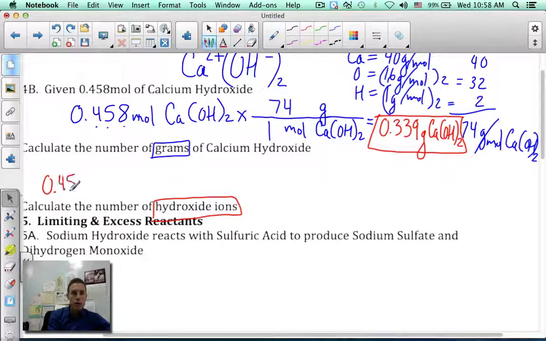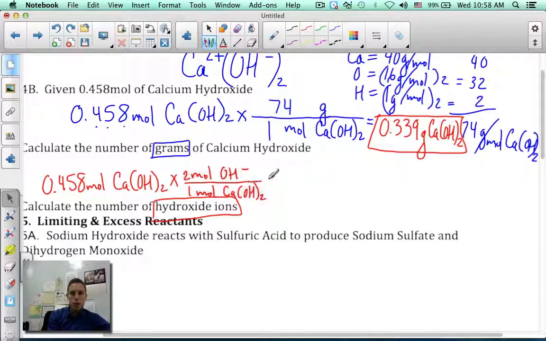So I have 0.458 moles of calcium hydroxide. Now, just like in the problem before, I choose to say, well, if I have 2 moles of hydroxide ion for every 1 mole of calcium hydroxide, then I will get the number of moles of hydroxide ion. But I don't want the number of moles, I want the actual number. So I'm not going to put an equal sign there. I'm going to erase that. And what I'm going to do instead is I'm going to say, hey, let's multiply this times Avogadro's number. Because if I have 1 mole of hydroxide ions, then I have 6.02 times 10 to the 23rd hydroxide ions.